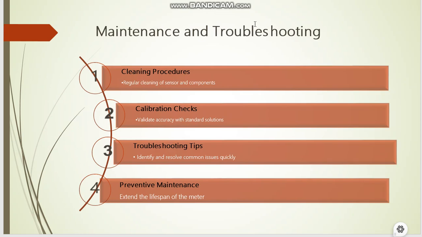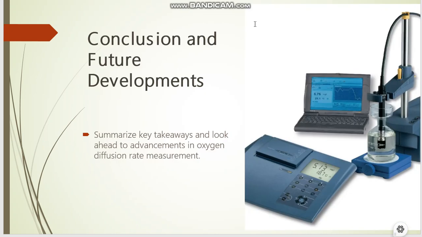Maintenance and troubleshooting. Number 1, cleaning procedures: regular cleaning of sensor and components to ensure accurate data. Number 2, calibration checks: validate accuracy with standard solution. Number 3, troubleshooting tips: identify and resolve common issues quickly. Number 4, preventive maintenance: extend the lifespan of the meter.